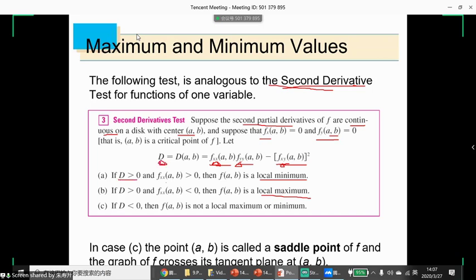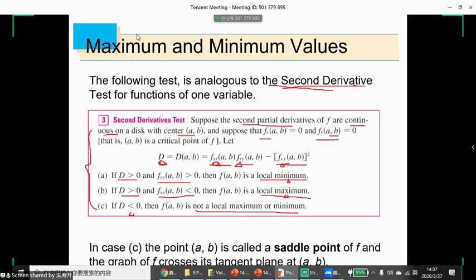If G is bigger than 0 and the second partial derivative for x is bigger than 0, then it's a local minimum. If G is bigger than 0 and the second derivative for x is smaller than 0, then it's a local maximum. If G is smaller than 0, then it's not a local minimum or maximum. This is important for deciding if a point is a local minimum or maximum.